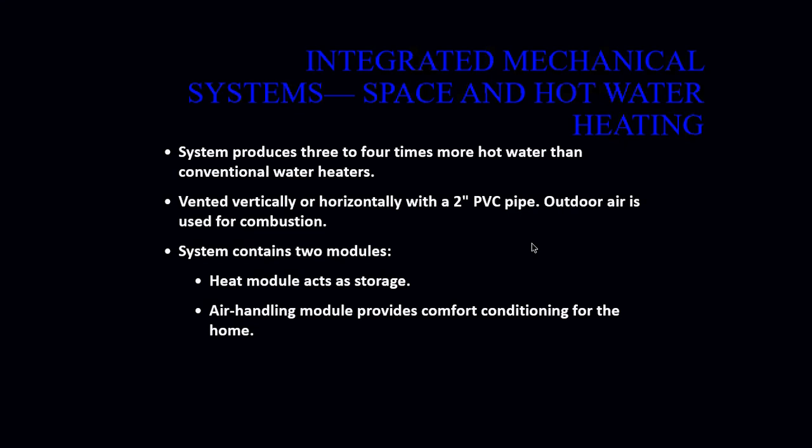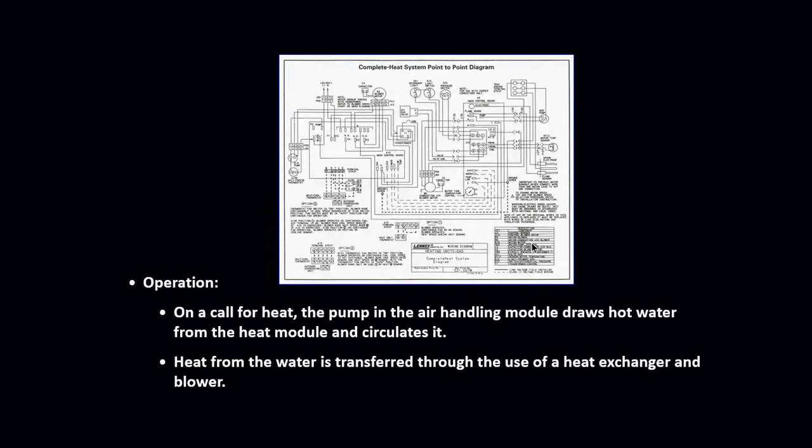And these systems are going to contain 2 modules. It's going to have a heat module, which acts like a storage area, and it's going to have an air handling module, which provides comfort conditioning for the home. So in other words, these types of integrated systems are going to be used for both heating of a home and providing hot water for the home.